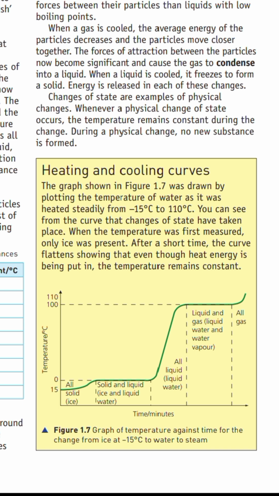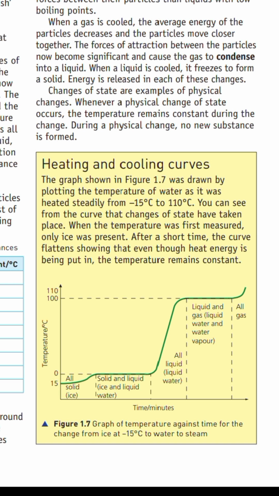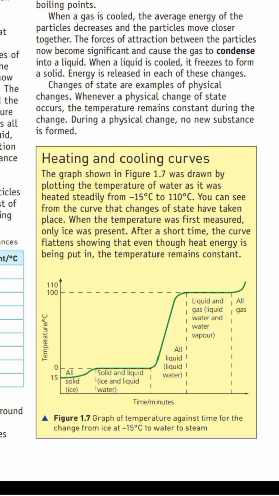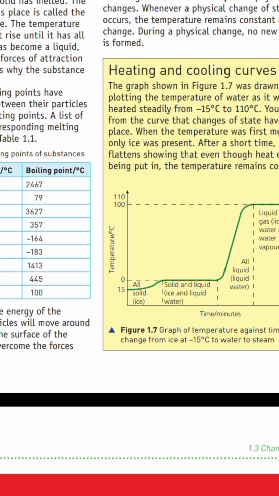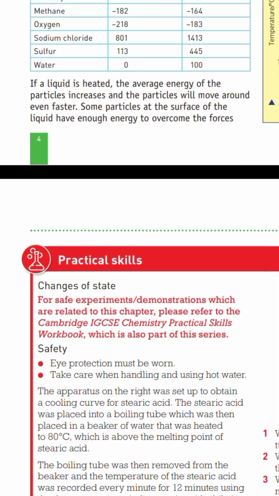Then, the temperature rises until it reaches 100 degrees Celsius, where the water starts to boil. The temperature remains at 100 degrees Celsius until all the water has turned into steam. After that, the temperature of the steam rises. That wraps up our discussion on the changes of state from solids to liquids and gases. Understanding these processes is crucial for grasping basic chemistry concepts.